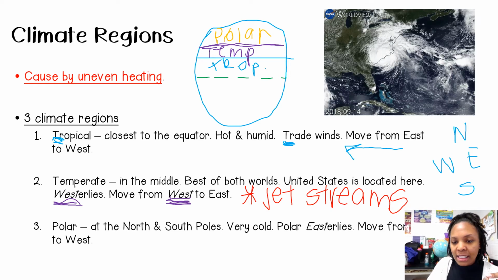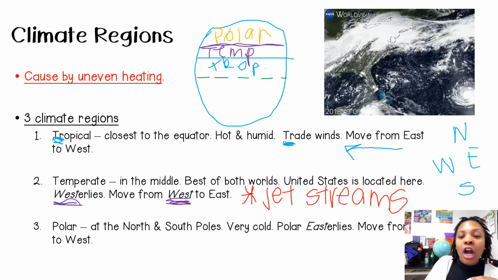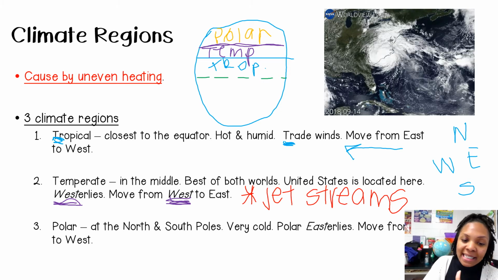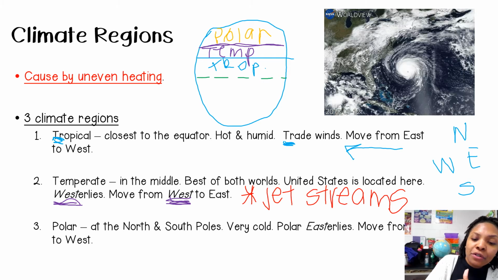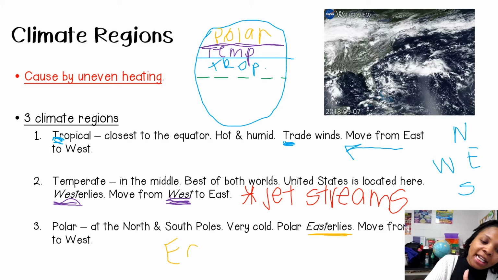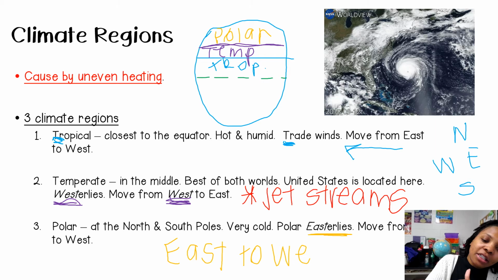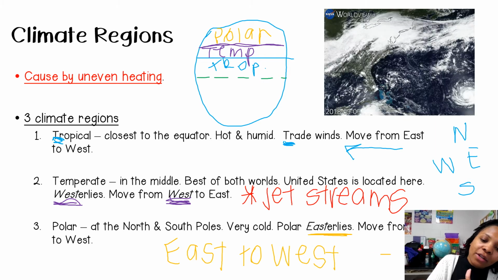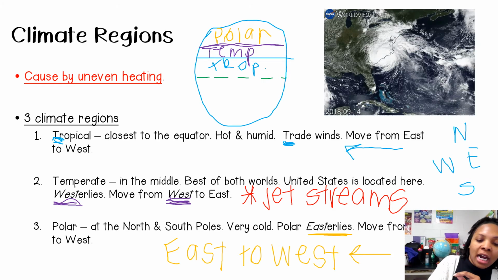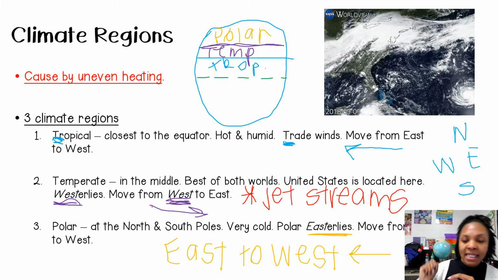I cannot draw because my face is covering up the east, but if they are polar easterlies, are they going to move from west to east or east to west? Easterlies are going to move from east to west. All right, so that is the way you can remember them. Polar easterlies go from east to west, so they are going the same direction as the trade winds. All right, the temperate regions, the westerlies are moving this direction.